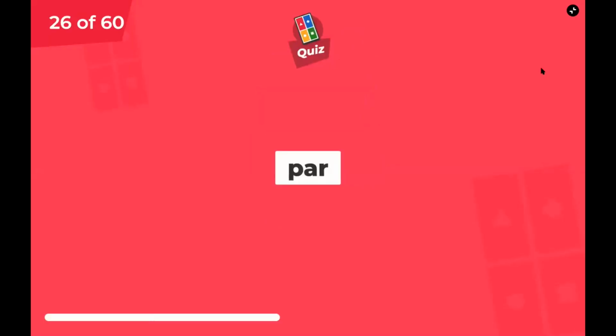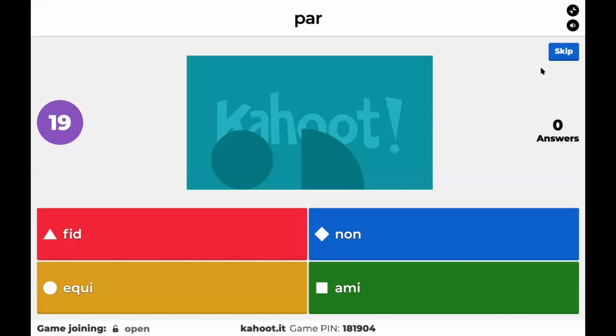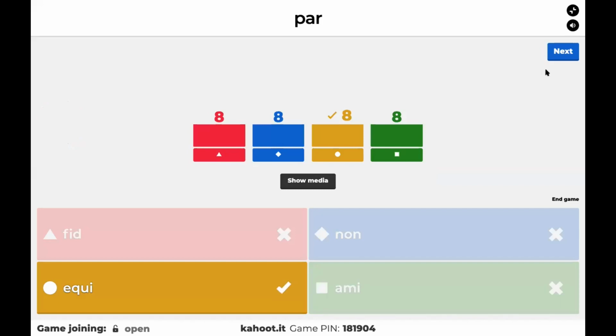Par. P-A-R. So red is fid, blue is non, yellow is equi, and green is ami. I would have gotten that one wrong. Well, look at that, 8888. It's pretty cool.